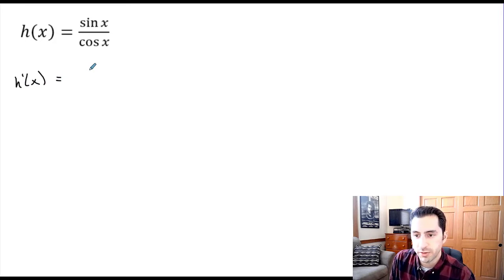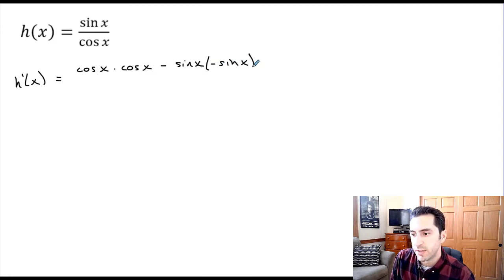derivative of the numerator, so the derivative of sine is equal to cosine, and then we're going to multiply this by the denominator, which is the cosine. We're going to subtract our numerator times the derivative of the denominator. So the derivative of cosine is equal to the opposite of the sine. And then this is going to be all over our denominator squared. So cosine times itself, I'm going to write this as the cosine squared of x.